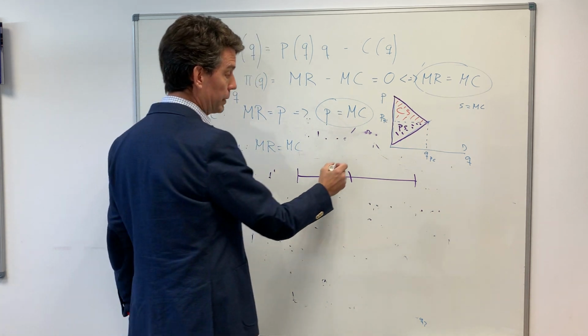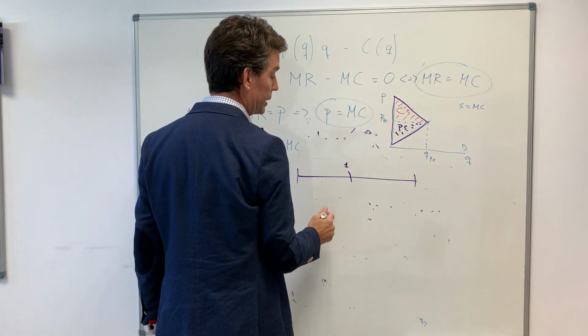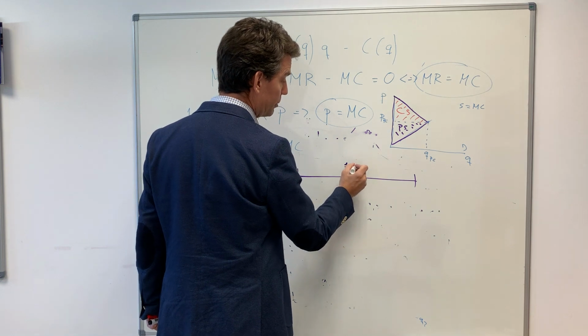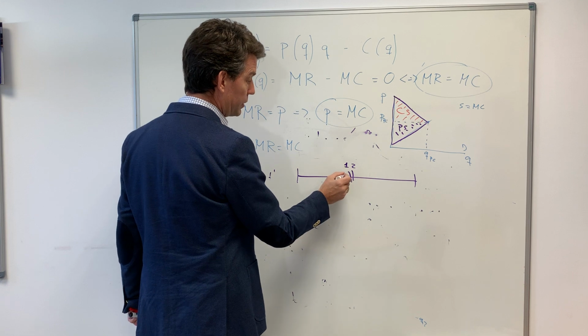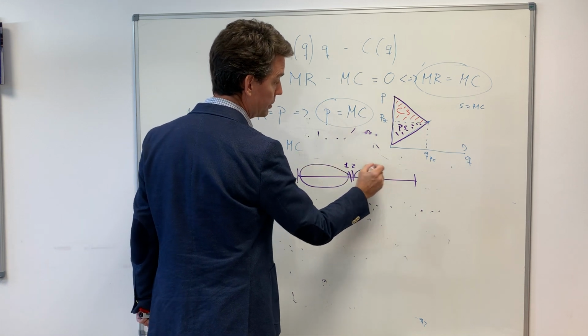However, if there are two companies, let's call them company 1 and company 2, we also see that the equilibrium is for both of them to be in the middle, and each of them selling half of the market, 50% of the market.